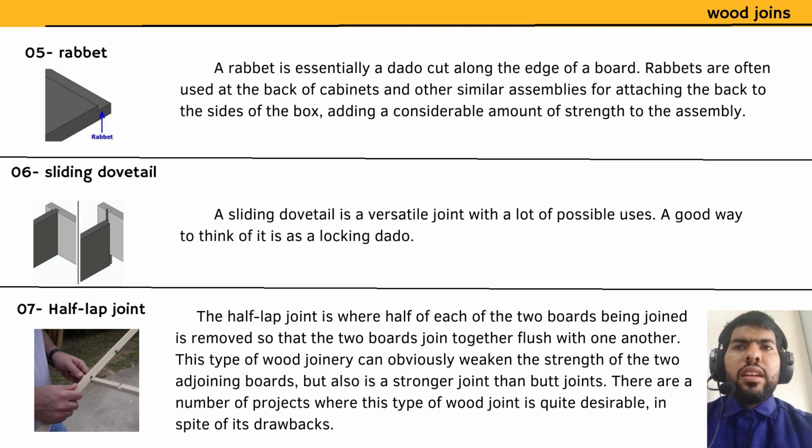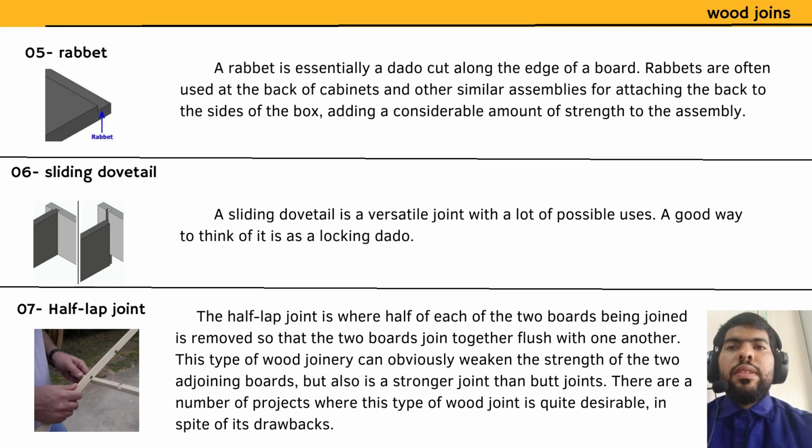The sixth is sliding dovetail. A sliding dovetail is a versatile joint with a lot of possible uses. A good way to think of it is a locking dado.